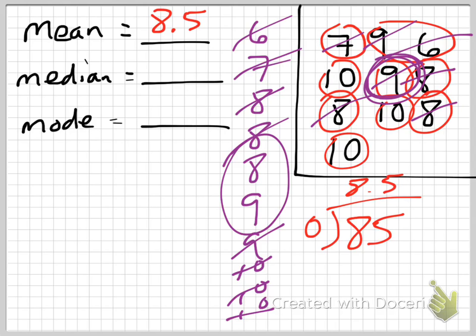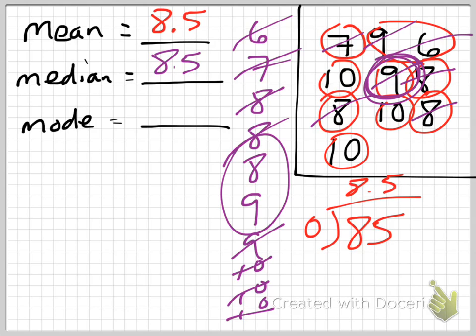What is the median then? What is between 8 and 9? 8.5 again, right? The median is 8.5. Agreed?